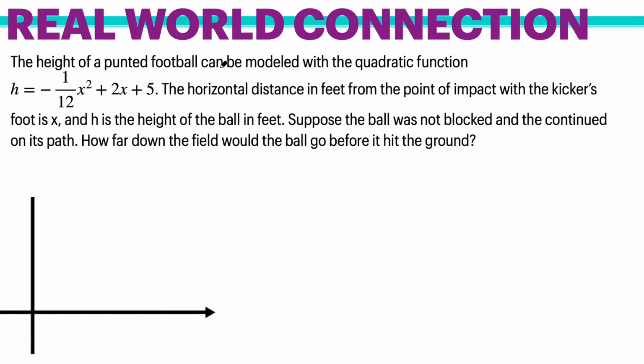The height of a punted football can be modeled by this function, with x the horizontal distance in feet from the point of impact of the kicker's foot. Suppose the ball was not blocked and continued on its path. So you have some quadratic that's going to look roughly like this. This is the moment of impact. If the ball got kicked and then landed on the ground, what they're wanting to know is what is this distance from 0? What is the x value at this case of the 0?